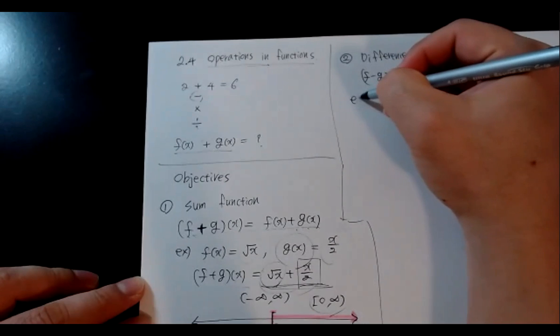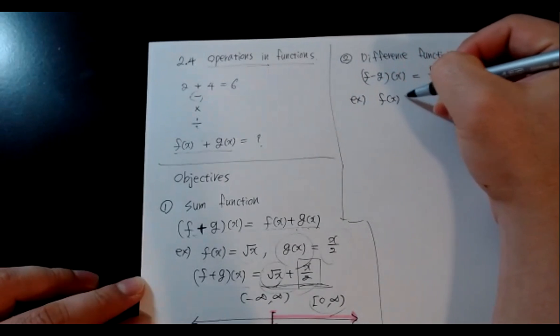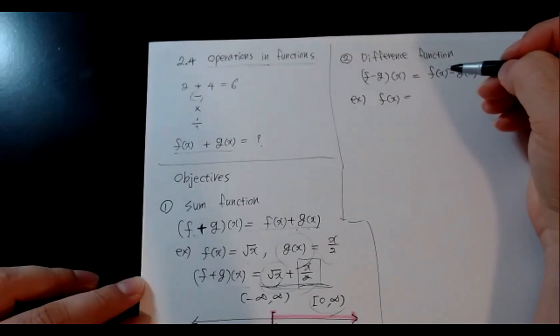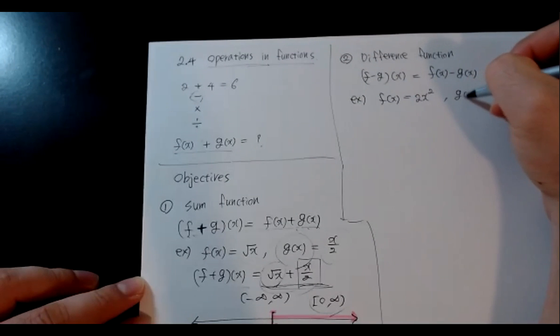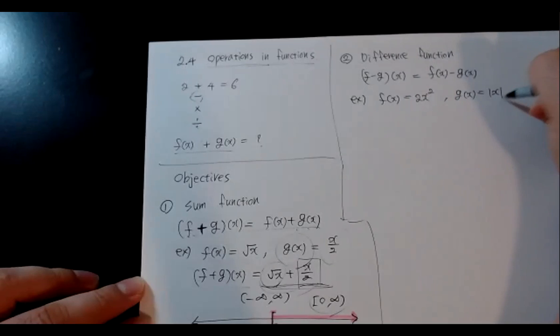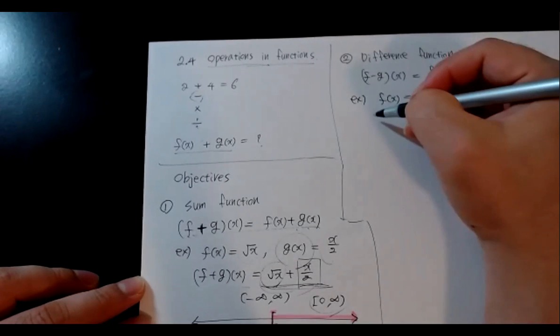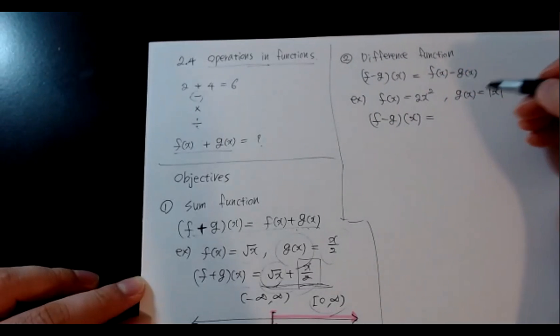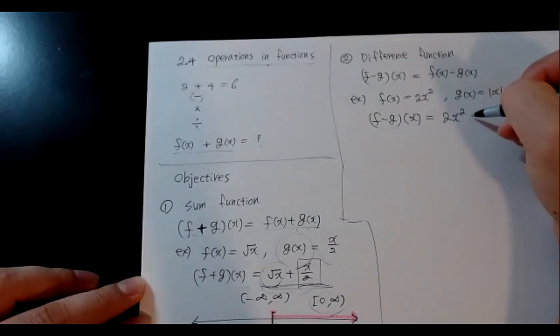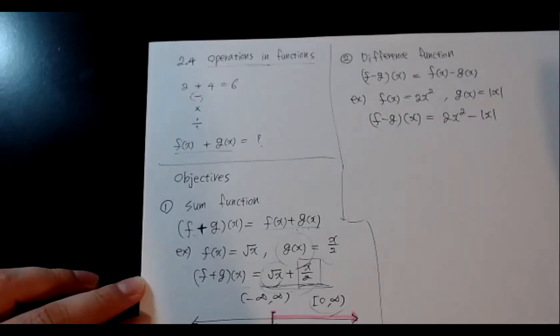So example. f of x is defined by, well, just 2x squared. And g of x is defined by absolute value of x. And then f minus g, which is the difference function of f and g, is going to be 2x squared minus absolute value of x.